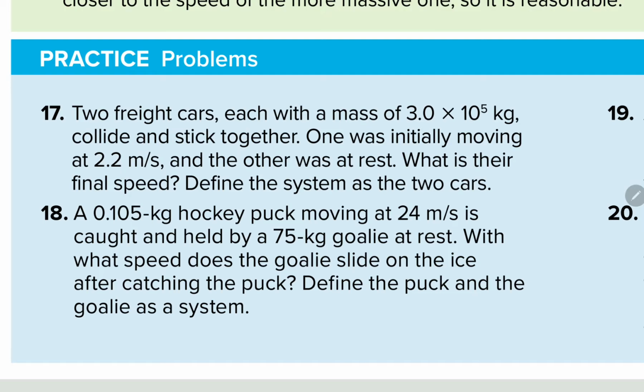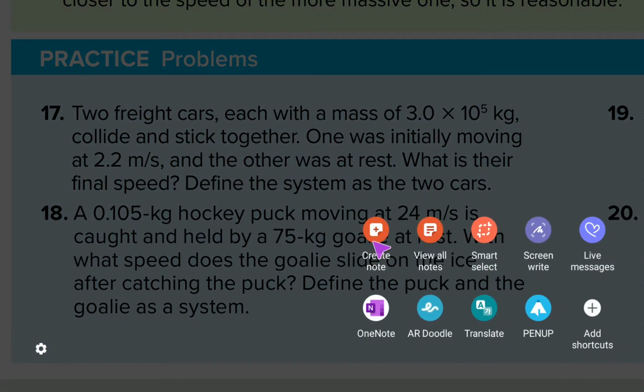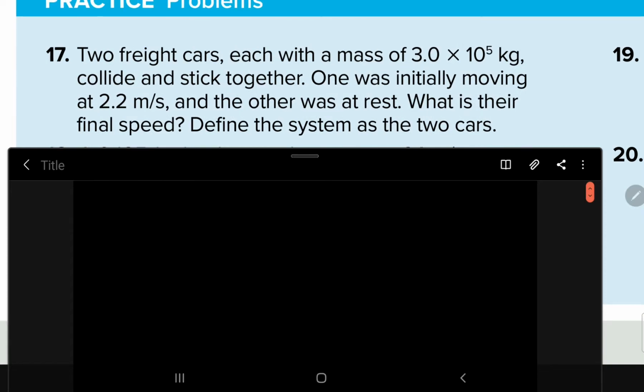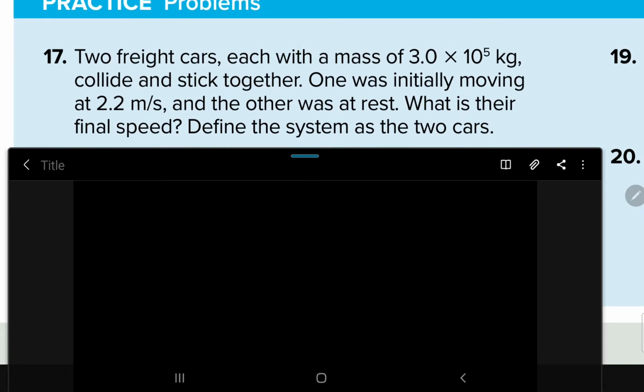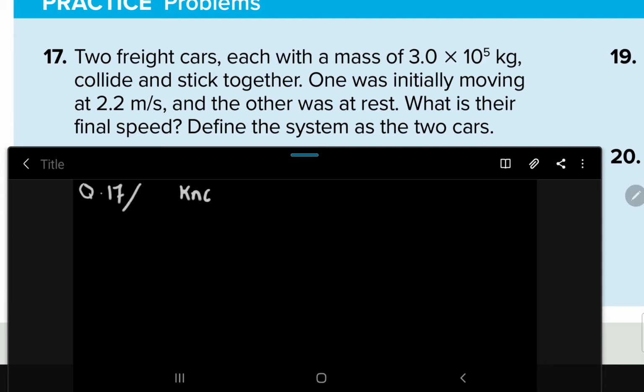As we learned in the beginning, we should write the known and the unknown from the question. So for question number 17, we will write the known just like this, and the unknown here. Here we have the unknown and the known for this question.